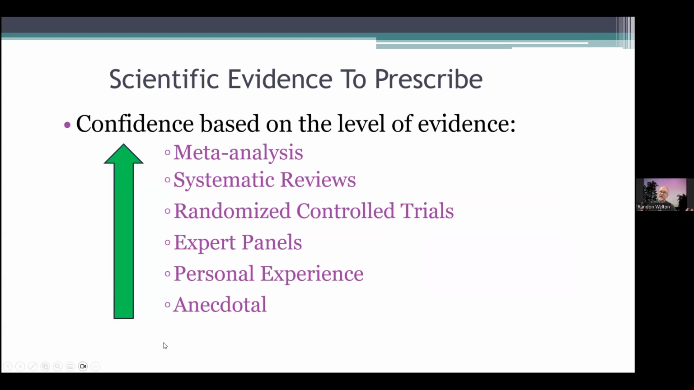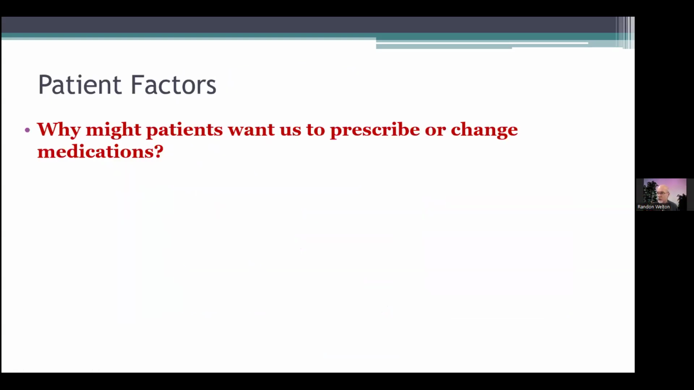And the first is the easiest one, right? There's scientific evidence. There's anecdotal experience or personal experience. I've seen this medication work. I know it works. Or you have expert panels and that hierarchy of levels of evidence up to meta-analysis. Right. And that tells us for this patient with this condition, this medication or this class of medication is the right thing to do. That's what evidence-based medicine is all about. That's how we should be prescribing. But that's not always what we do.